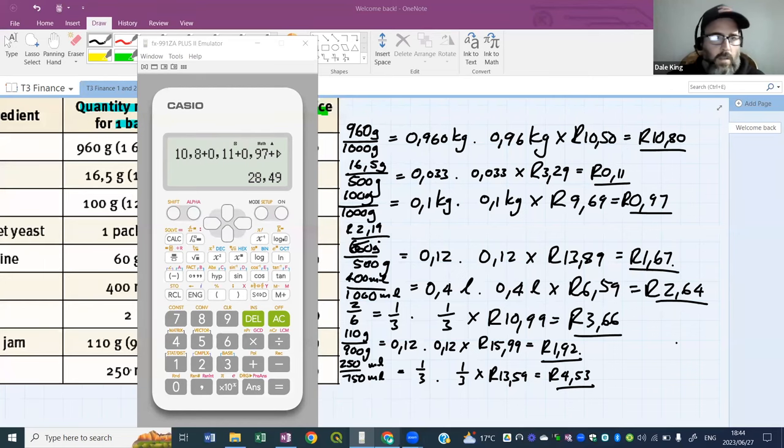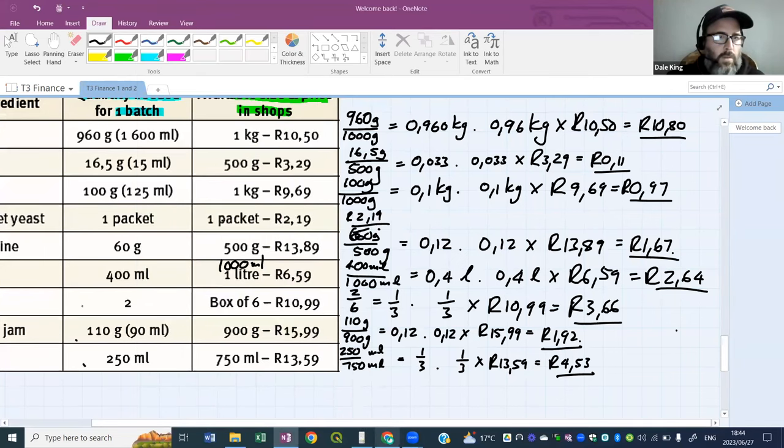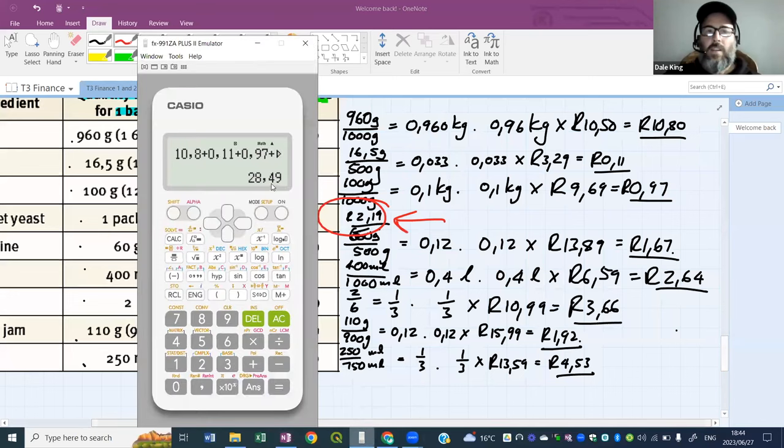Let me count the items. 1, 2, 3, 4, 5, 6, 7, 8, 9. I think they're forgetting to add the 2 rand and 19 cents. Oh, yeah, it's hidden there. Don't forget that. Okay, so one packet of yeast, we only need one packet. It's 2 rand 19. Don't forget that. Okay, so that gives us 28 rand 49.